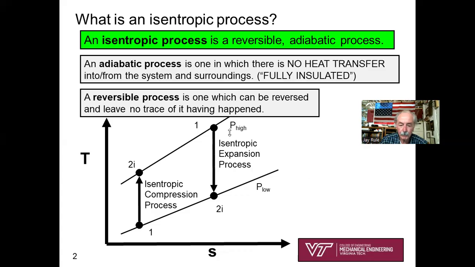So this process 1 to 2i here would be called an isentropic compression process because you're going upwards from a lower pressure to a higher pressure. Over here is another example of an isentropic process, but we're going from a high pressure to a low pressure, and that would be called an isentropic expansion process. It's kind of common sense if you think about it. You need to get good at visualizing in your head what an isentropic process looks like on a TS diagram. It's a vertical line. That can save your bacon coming up.